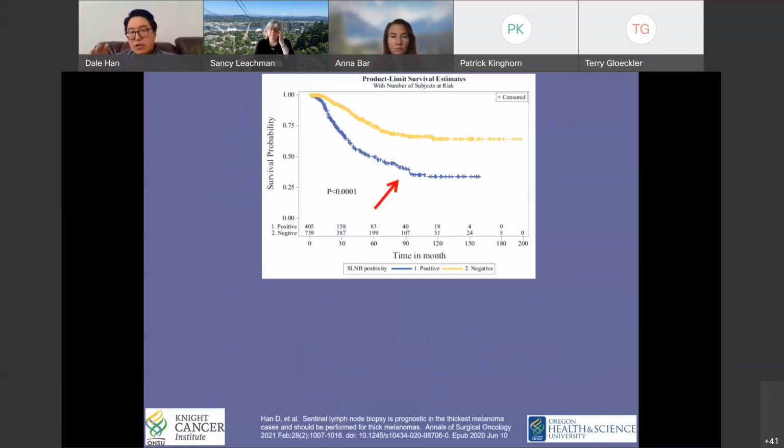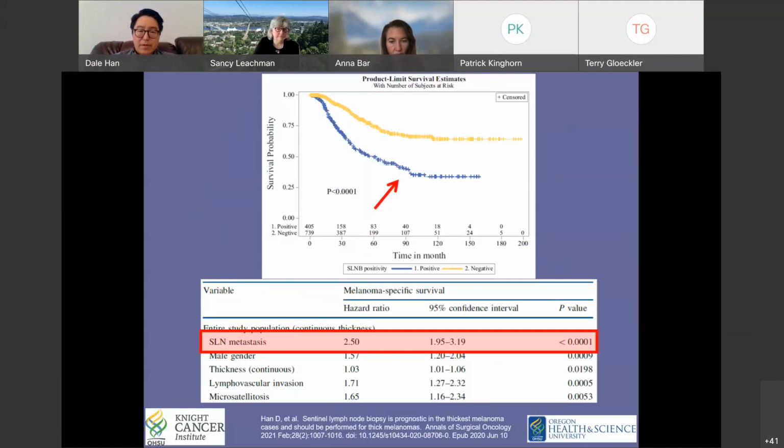So this is actually the largest study that's been done on thick melanomas. And what this shows is that in over 1,200 patients, there was a significant prognostic value to doing sentinel node biopsy because positive sentinel node patients, as shown in the blue, had significantly worse survival compared to negative sentinel node patients. And on multivariable analysis, the status of sentinel lymph nodes, meaning if they were positive versus negative, was the most powerful predictor of survival in these patients.